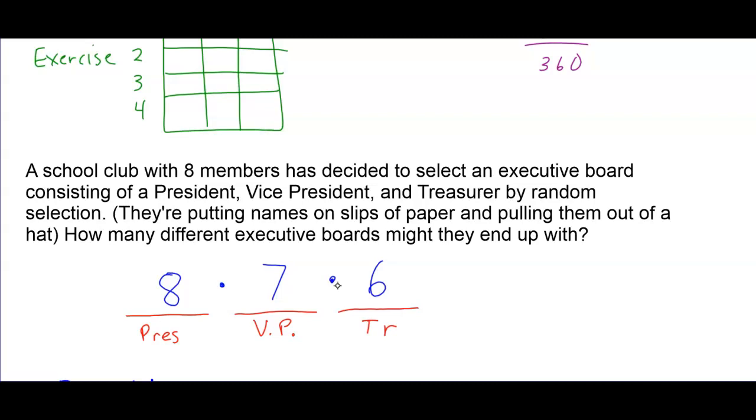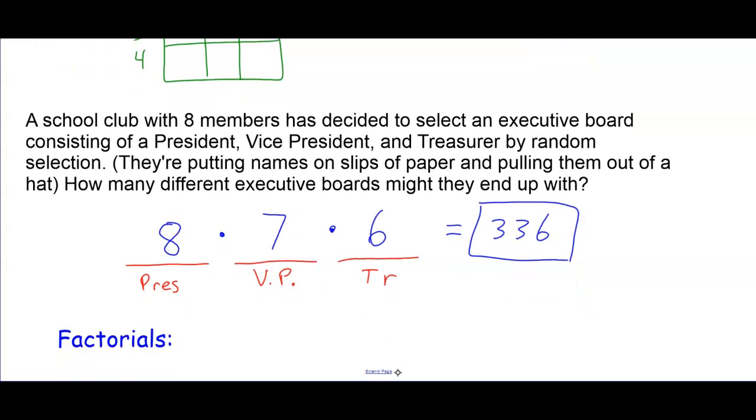You do end up multiplying together all the possibilities. 8 possibilities for president, 7 possibilities for vice president, 6 possibilities for treasurer, and that ends up giving you 336 different possible executive boards for this club. Now, looking at what we've got going on here, this leads us to a very important topic that we're going to be using in both this section in S8.5, and also in S8.6, and that's the idea of a thing called factorials.